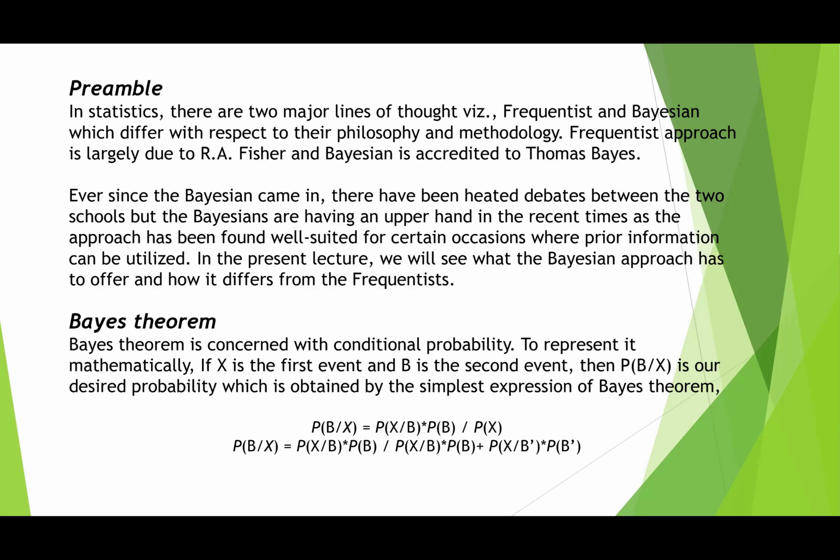The starting point of the Bayesian approach is Bayes' theorem. Bayes' theorem is concerned with conditional probability. To represent it mathematically, if X is the first event and B is the second event, then P(B given X) is our desired probability, which is obtained by the simplest expression of Bayes' theorem, that is P(B given X) equals P(X given B) times P(B) divided by P(X). The denominator can be expanded as P(X given B) times P(B) plus P(X given B') times P(B'), B' indicating non-occurrence of the event.